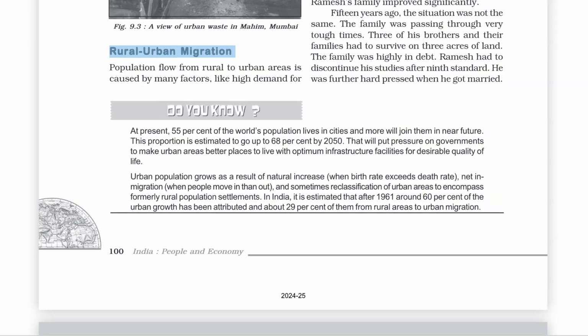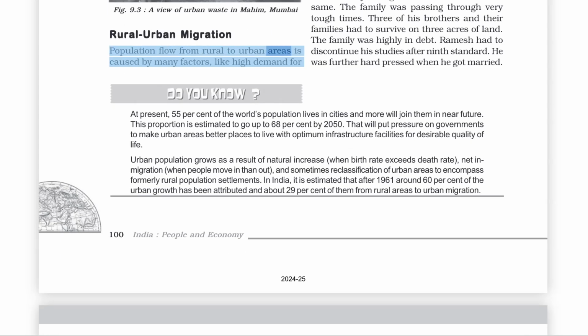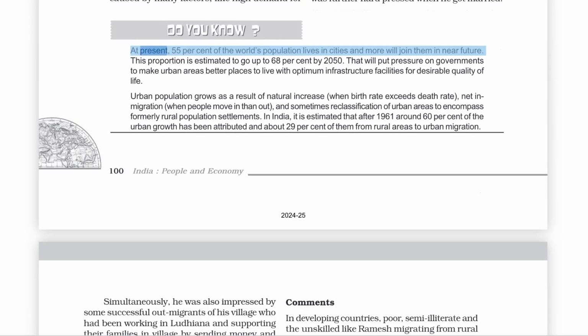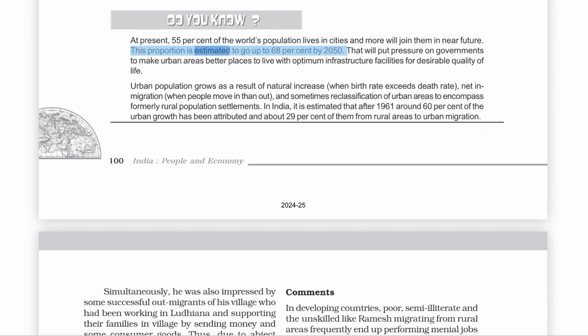Rural-urban migration. Population flow from rural to urban areas is caused by many factors, like high demand for labor in urban areas, low job opportunities in rural areas and unbalanced pattern of development between urban and rural areas. At present, 55% of the world's population lives in cities, and more will join them in near future. This proportion is estimated to go up to 68% by 2050.